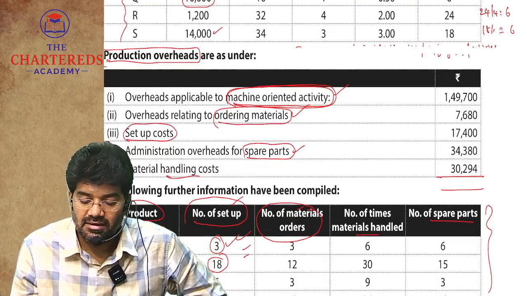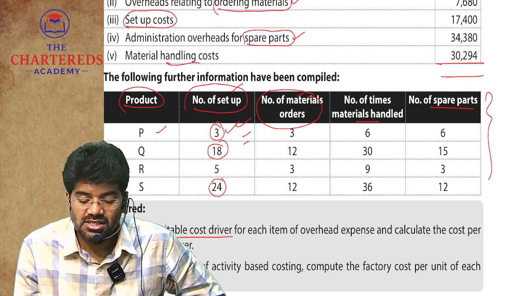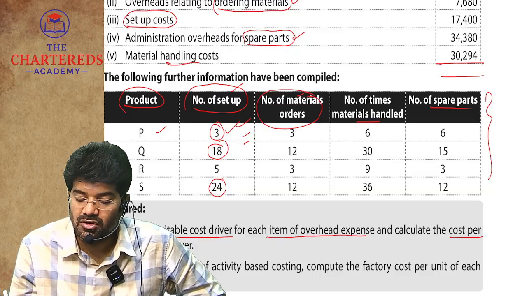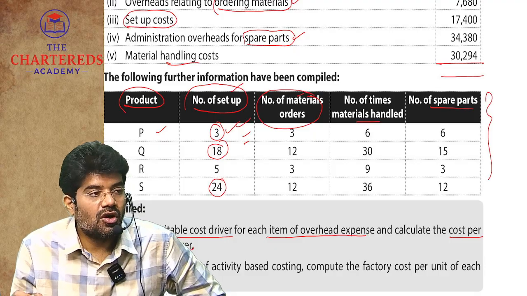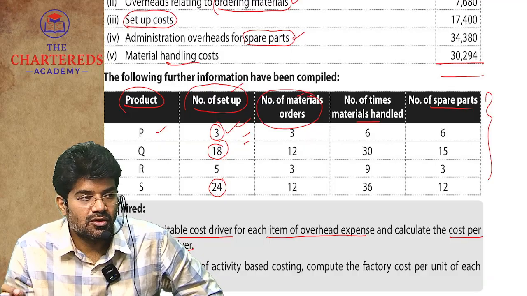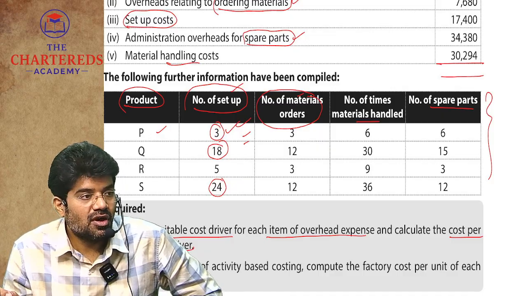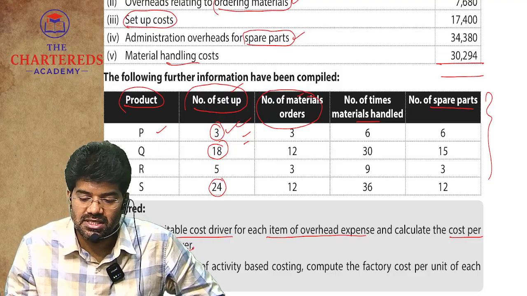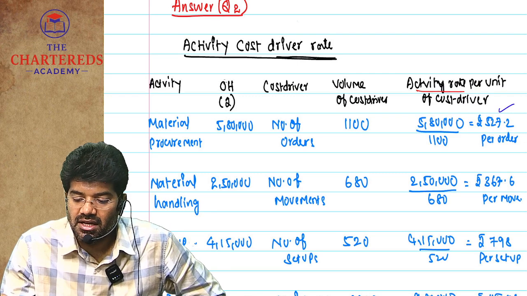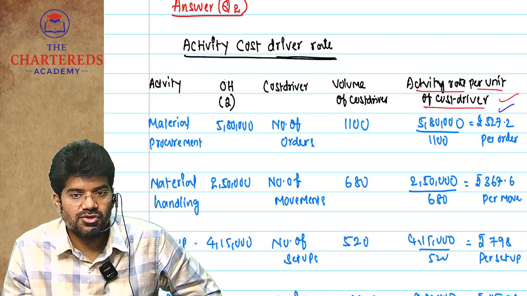So what is the requirement of the question? Select a suitable cost driver for each item of overhead expense and calculate the cost per unit of cost driver. Cost per unit of cost driver means cost per activity, cost per unit of cost driver. When I presented the table earlier, I said activity rate per unit of what cost driver. This is what we should calculate.